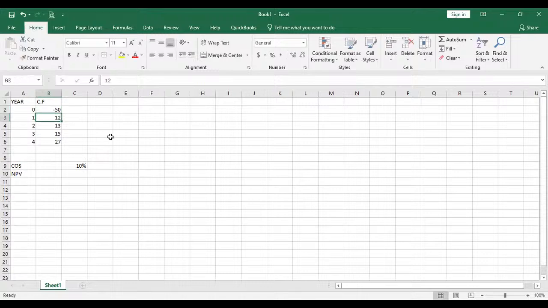Ndio hiyo sasa. Now go to this cell called COC. You have written COS. I want it to be COC. So remove that extra letter. That 10% is correct. Very good.